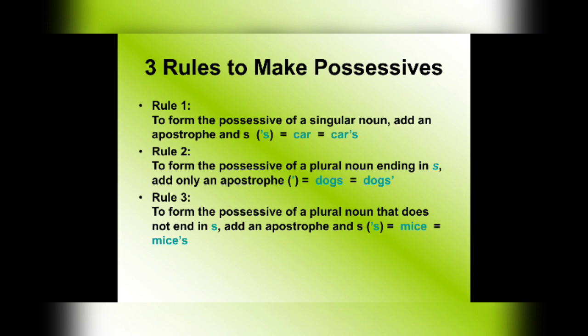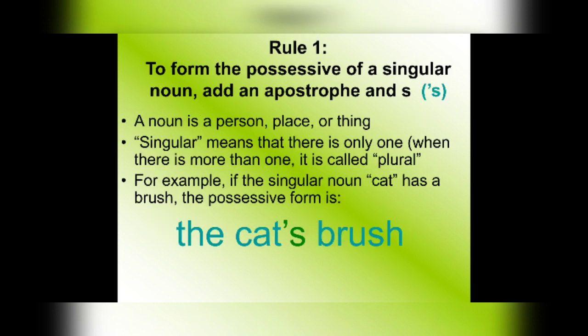We are going to learn these rules one by one, so don't worry. So try to understand these three rules. Okay, they are very simple. So now let us move towards the first rule. To form the possessive of a singular noun, add an apostrophe s. So you see how I have added it in the bracket. For example, a noun is a person, place or thing. Singular means that there is only one. When there is more than one, it is called plural. We have already done this in the previous video.